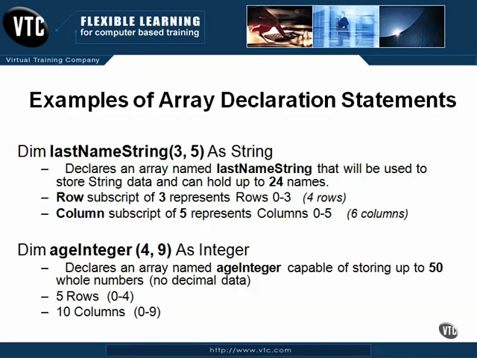Once two-dimensional arrays have been declared, the elements of the array may be used in the same way as any other variable, such as with counters and accumulators and reference fields for lookups and so forth. And just the same as with single-dimension arrays, you have to be concerned about not exceeding the bounds of the array. That is, in the case of ageInteger, you could not reference a row outside of the upper subscript of 4 or a column outside the upper subscript of 9.